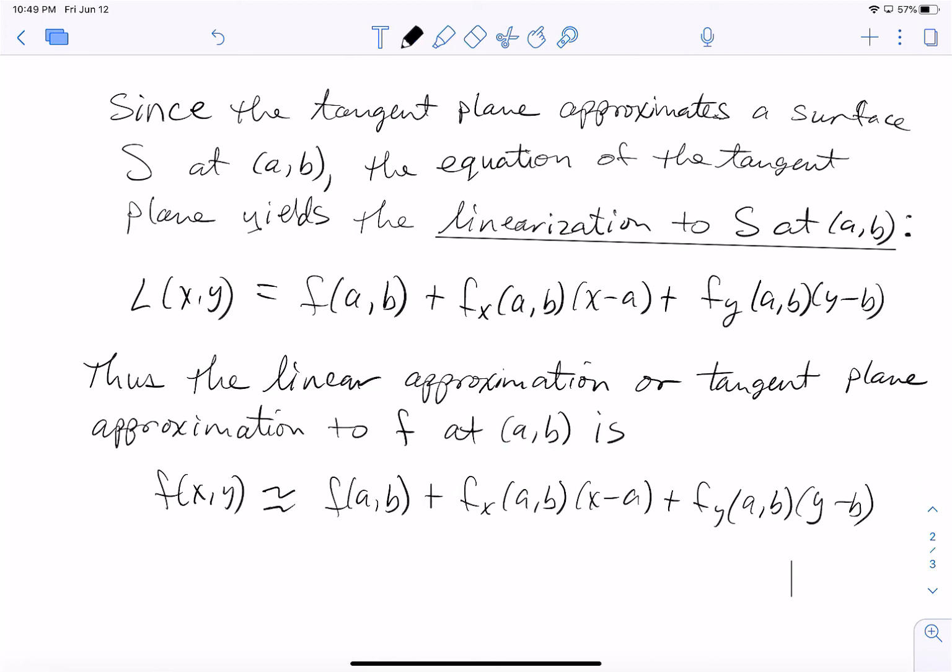This is exactly akin to what you would have seen in first semester calculus if you have a curve and a tangent line. At a point, you'd say, well, yeah, near the point of tangency, the tangent line approximates the curve. And it was a linear approximation then. Here, we have a plane that's a linear approximation to a surface. Well, let's see what this looks like in action.